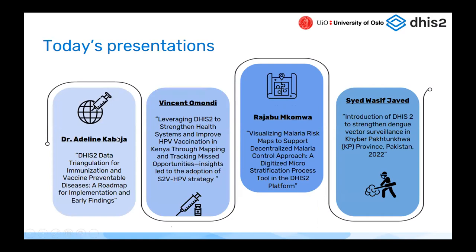I don't want to take more time because today we have four presentations that are very interesting and show us different use cases. The first two presentations talk about data triangulation with immunization data. One is about trying to find zero-dose children, and it's a use case coming from Rwanda. Then we have Vincent, who is going to talk to us about finding missed opportunities in Kenya, which is an incredibly important activity. And then we have two other use cases that are more about surveillance and vector control. One is about a micro-stratification process to support outreach activities, and another is on strengthening vector surveillance based on vector control in Pakistan.